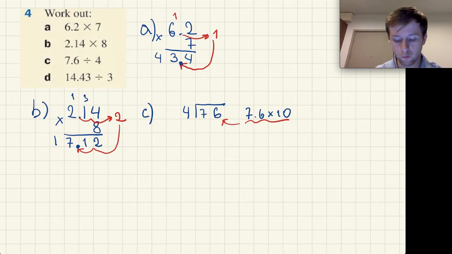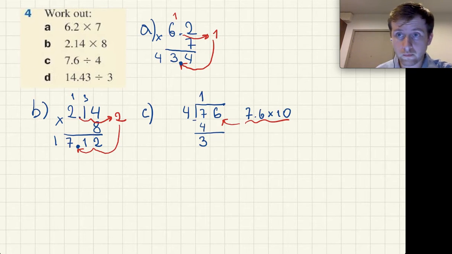4 comes into 7 once, so we write 1 here, then minus 4, we get 3. And then we do 4 comes into 36 9 times. So the answer is 19.